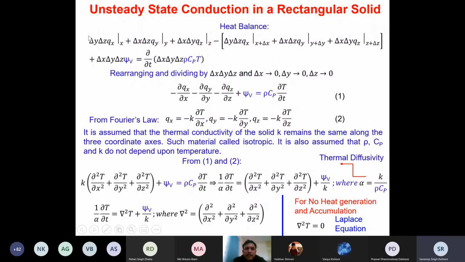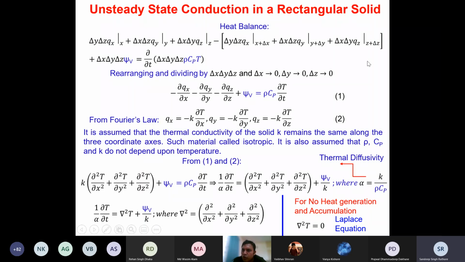So here you can see this is the input: delta Y delta Z QX at X, delta X delta Z QY at Y, delta X delta Y QZ at Z. All these three terms are the input terms, minus the corresponding output terms. Corresponding output terms are what? Delta Y delta Z QX at X plus delta X, plus delta X delta Z QY at Y plus delta Y, plus delta X delta Y QZ at Z plus delta Z.